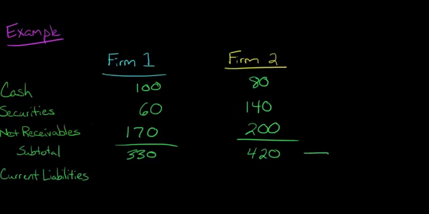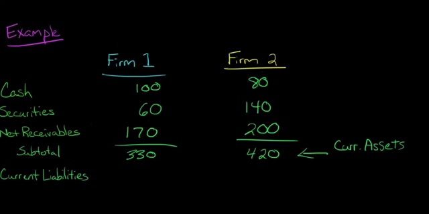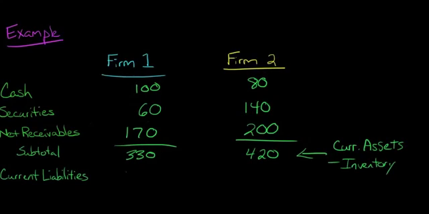So I'll just put a little note here. We can think of this as current assets minus inventory. That might be more intuitive for you. And now we need to know current liabilities. And let's say for firm 1, current liabilities are $300. And then for firm 2, current liabilities are $600.